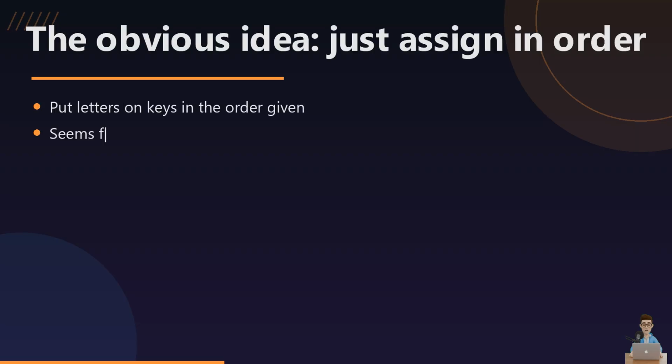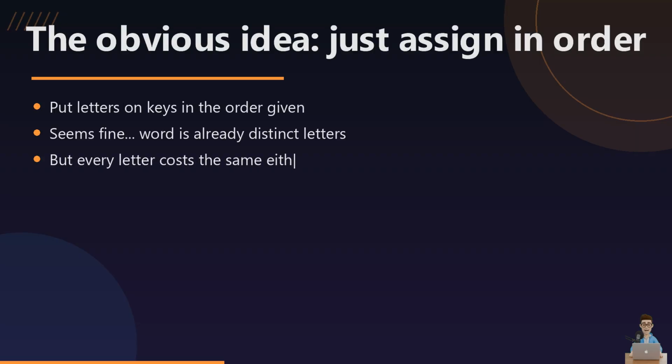Let's start with the idea most people try first. Since every letter in our word is different from every other letter, no repeats, you might think the order we place them in doesn't matter at all. Just spread them across the 8 keys in whatever order they appear. And you know what? That actually works fine if you only have 5 letters. Everyone gets their own key, 1 push each. But watch closely what happens once we have more letters than we have keys.